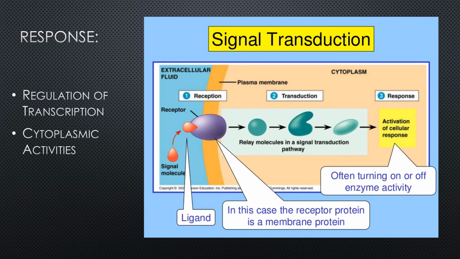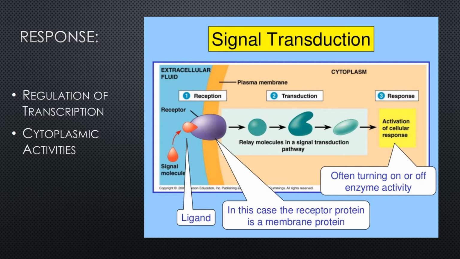The third portion of our cell signaling pathway is the response. And that comes in two different forms. One is the regulation of transcription. Remember, transcription was taking our messenger RNA and making proteins. And so that can either be activated or it can be turned off in response to this series of transduction events.